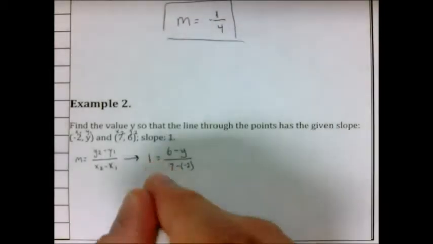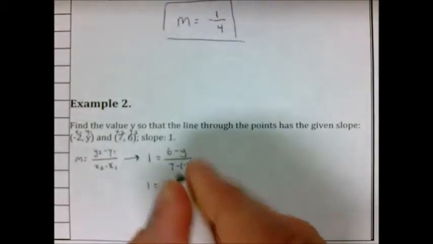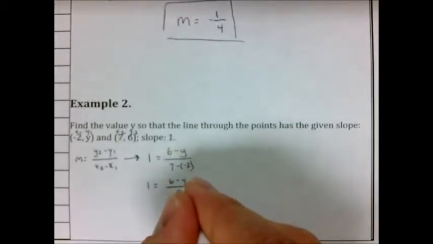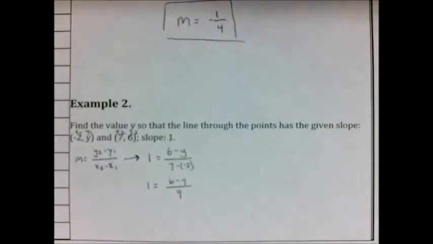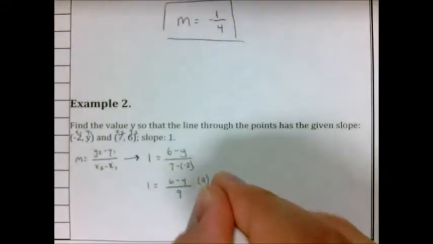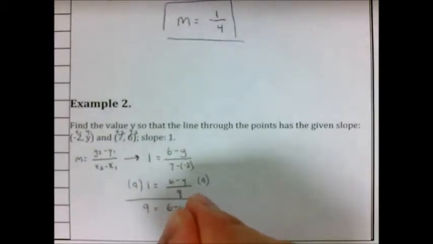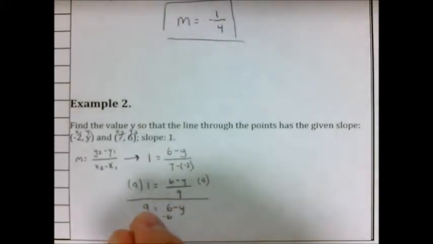And we can simplify this a little bit more, right? 1 is then going to equal 6 minus y, and 7 minus a negative 2 means it's adding, so we got 9. At this point it's just solving for our y still. So we have to multiply by 9 on both sides. We end up getting 9 is equal to 6 minus y. We'll subtract 6 from both sides.